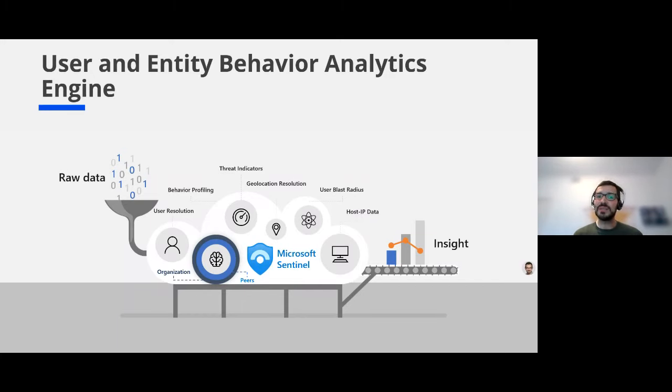And at the end, we look at that behavior across the whole organization. Is that an activity or an event that is something anomalous or normal for the whole organization? After that, we enrich the data with additional context. For example, threat indicators that come from Microsoft Threat Intelligence. We also add the geolocation resolution.